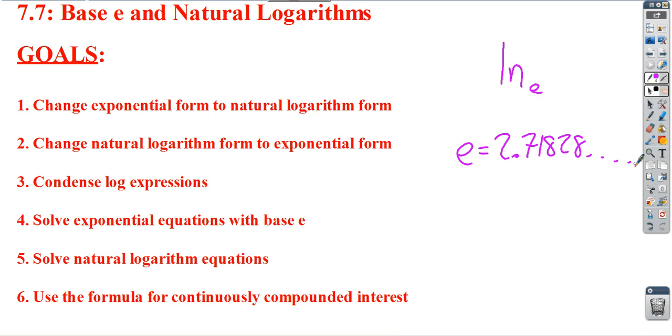So a couple of things we want to do. We want to talk about changing back and forth from exponent form to natural log form. And that's done the same way as what we did earlier in the chapter with regular logs. We want to learn how to condense logarithm expressions, how to solve equations. And these are done the exact same way as we've solved other equations, just with a different base. And then finally, we'll talk about how money factors into this, how to find continuously compounded interest. So you can compound interest. That means that the interest that you make is reinvested, and that can be done annually, once a year, monthly, weekly, daily, or it can be done literally every second, and that's kind of where the number e comes from.